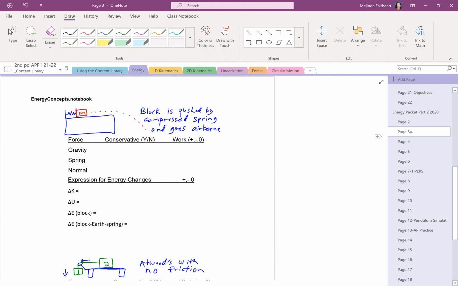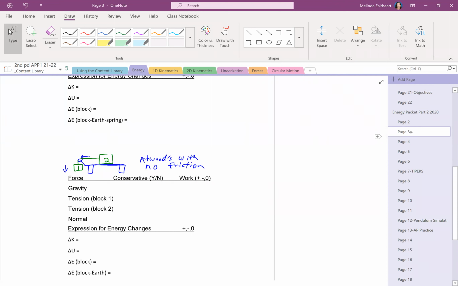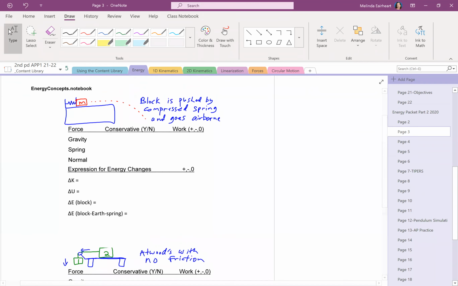But page three has a spring on a tabletop, and notice it's going to fly off the table. And then the fourth one is a pulley with no friction. I don't know, which one do y'all want to do? I do one, you do one. Which one are we going to do together? I say let's do the spring because we haven't done one together. The pulley, although it's different, there's no friction. So let's do the spring one together, and then I'm going to have y'all try the other.